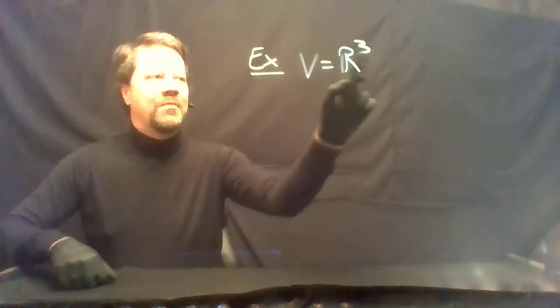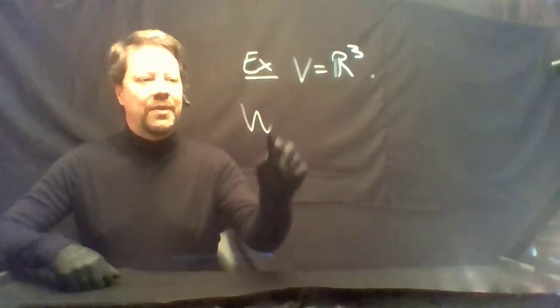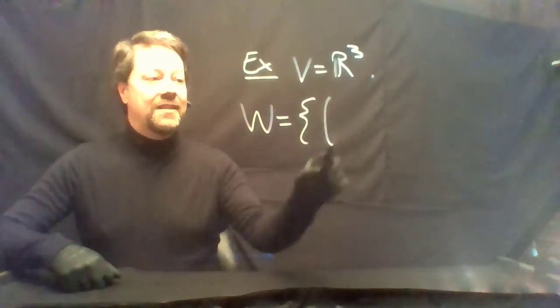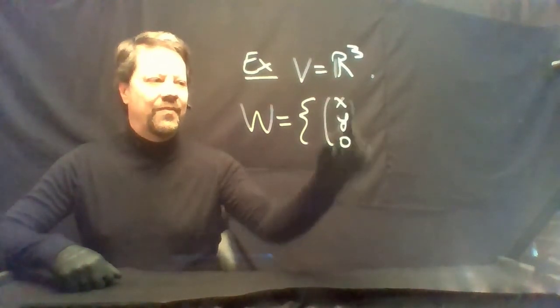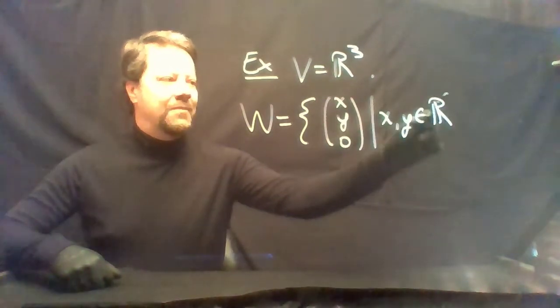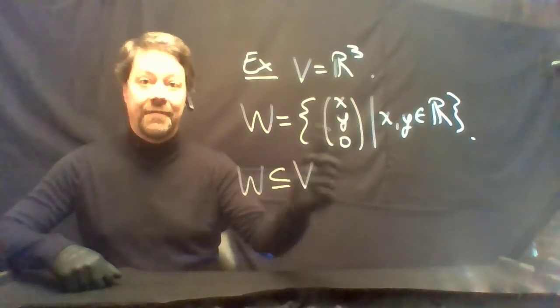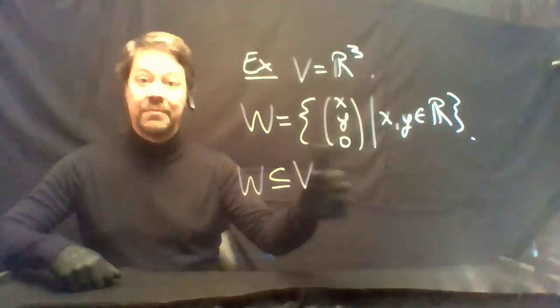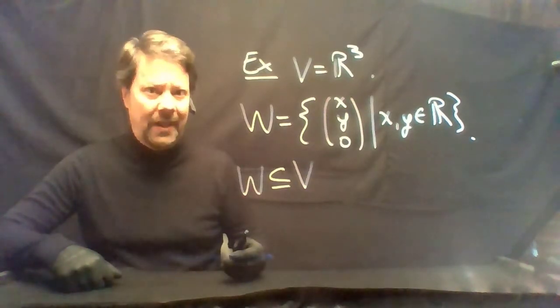Let me give you an example. Let's let V be R3. As a simple example, suppose W is the set of all elements of R3 of the form (x, y, 0), where x and y are elements of the set of real numbers. Clearly, W is a subset of V. Everything in W is also in R3. Is this a vector space in its own right?